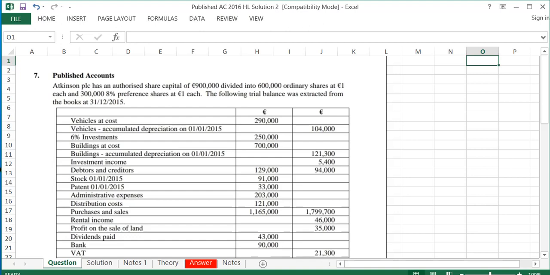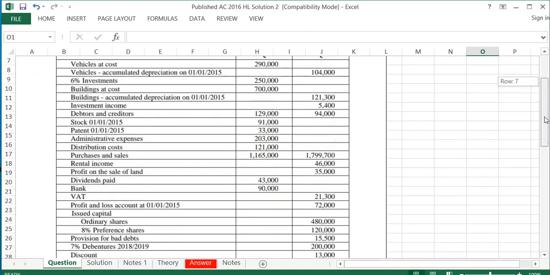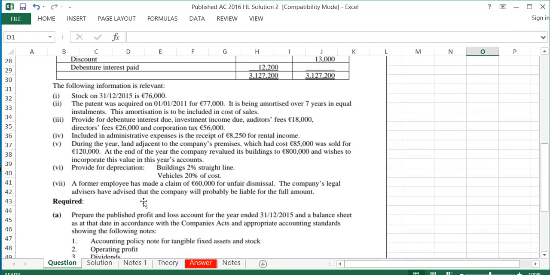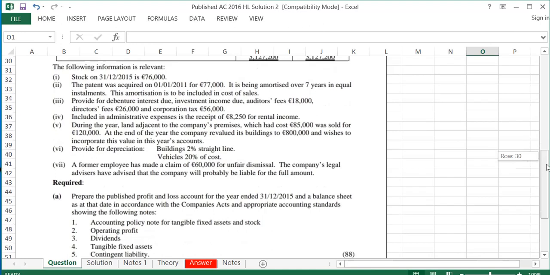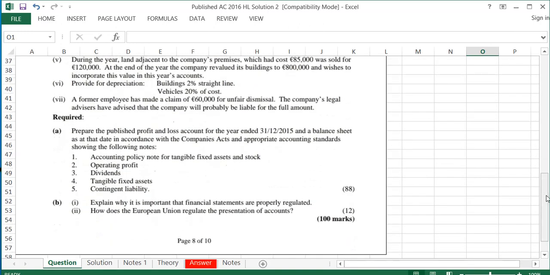As with all published accounts, we are given a trial balance, then we are given some additional notes, and we're asked to prepare the profit and loss account and balance sheet in accordance with the Companies Acts, showing the following notes. So there's 5 notes there we have to show along with the accounts. And then part B is a small bit of theory which we'll deal with at the end.